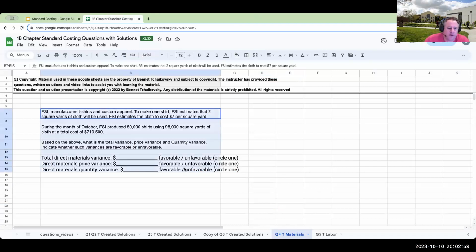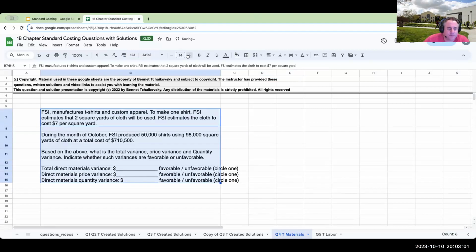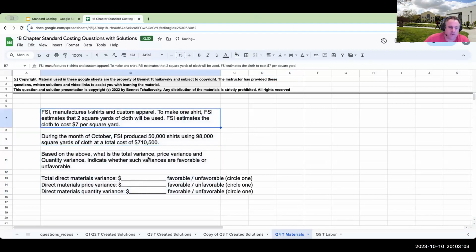So coming right over here, we have FSI manufactures t-shirts and custom apparel. To make one shirt, FSI estimates that 2 square yards of cloth will be used. FSI estimates the cost to be $7 per square yard. During the month of October, FSI produces 50,000 shirts using 98,000 square yards of cloth at a total cost of $710,500. Based on the above, what is the total variance, price variance, and quantity variance? Indicate whether such variances are favorable or unfavorable.